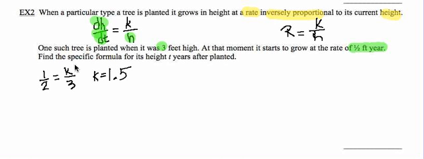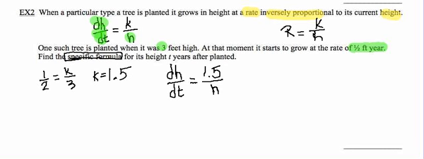So to get the specific formula that we're looking for, we write the differential equation like that. We then move all of the h variables to one side, all of the t variables to the other side. So it looks like this, and then we're going to integrate both sides of the equation.